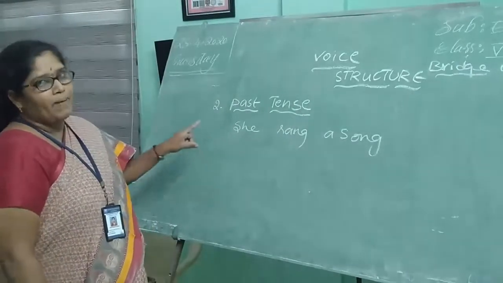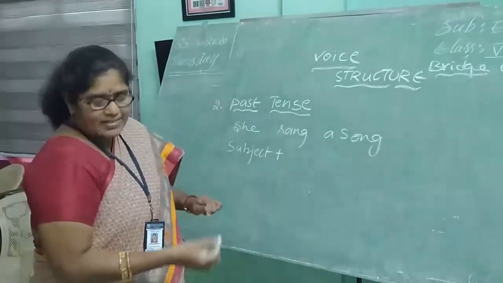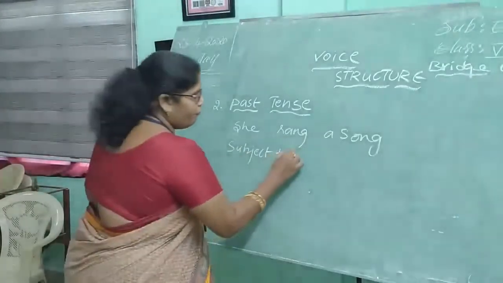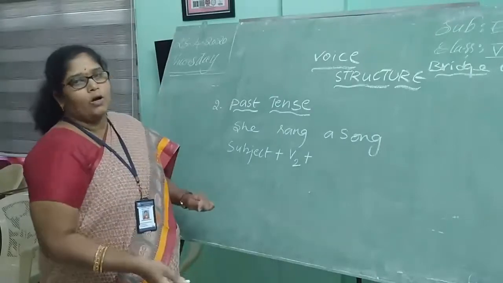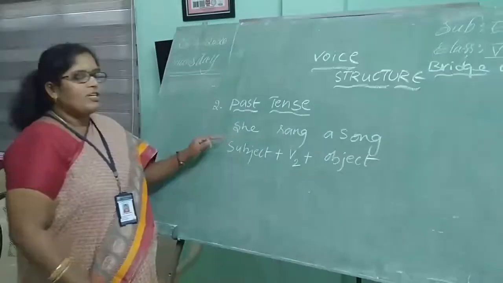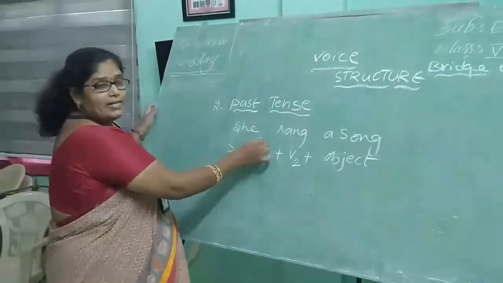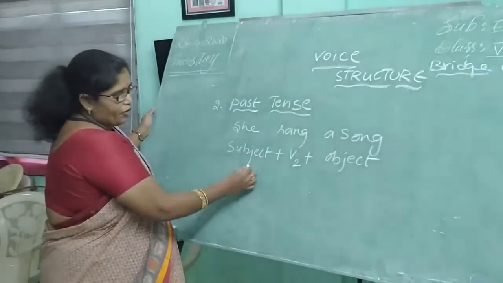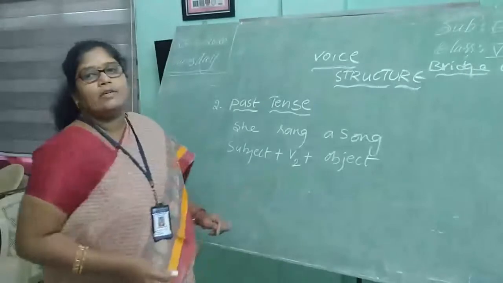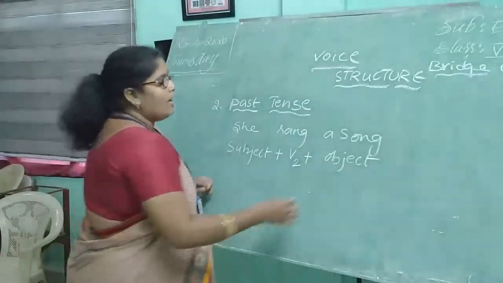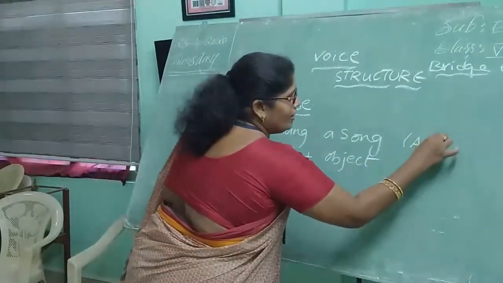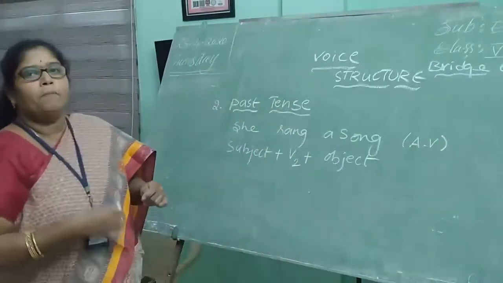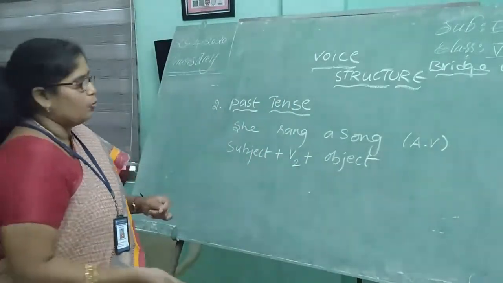So the structure of past tense is subject plus V2 plus object, and a song is the object, children. She sang a song. So the structure for this is subject plus V2 plus object. And this is in active voice, children. Now let us change it into passive voice and write the structure too.